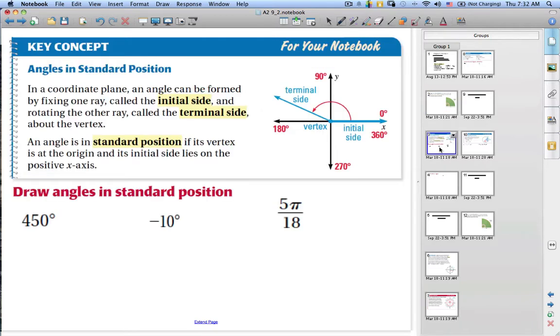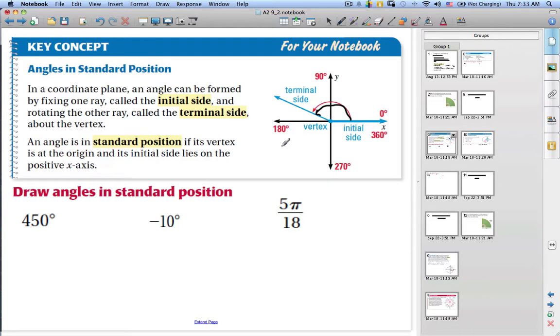Okay, so let's just talk about some angles. When we talk about angles in standard position, this is what I was talking about. My initial side, you see, starts at the origin and moves toward infinity on the x-axis. That's the initial side in standard position. And then wherever my angle ends, this would be the terminal side. So the initial side is where it starts, and the terminal side is where it ends.